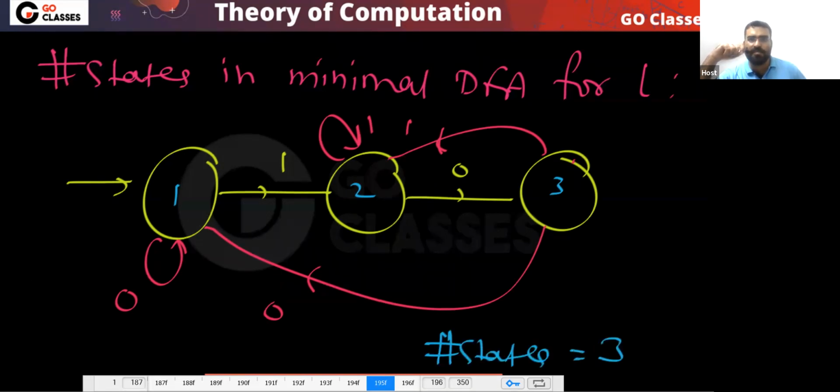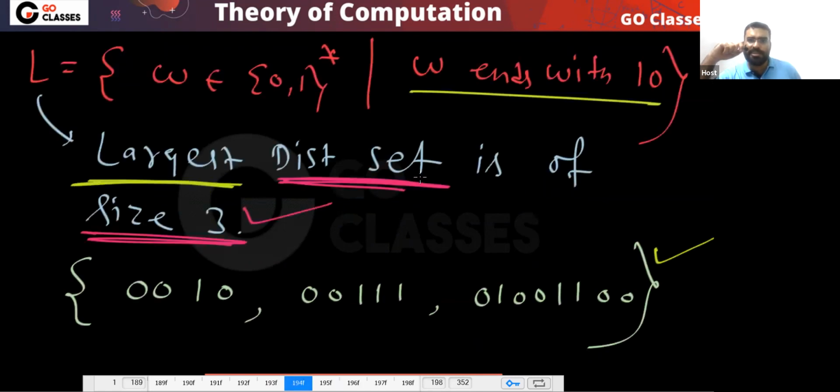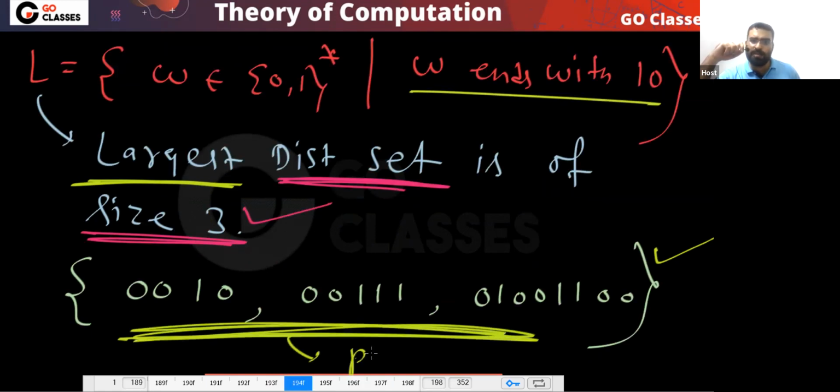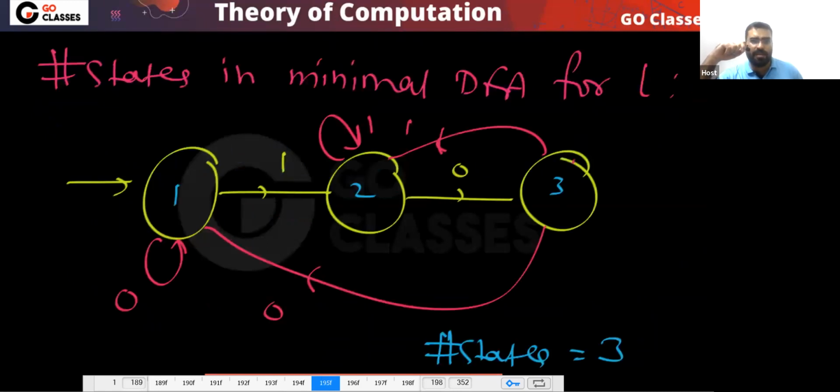Is this a coincidence? This is not a coincidence, because if you look at this language, ending with 1 0, the largest distinguishable set is of size 3, the largest set of pairwise distinguishable strings. And the minimal DFA also has size 3.